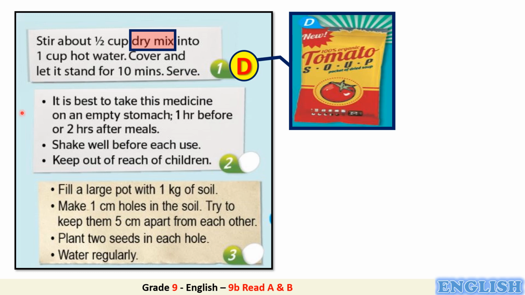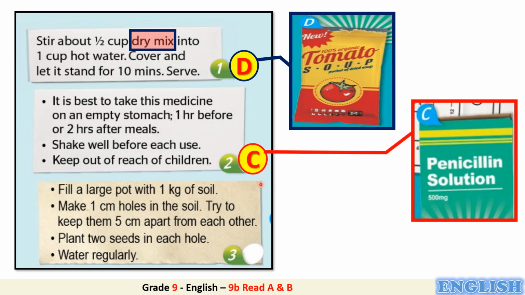Number 2. It's best to take this medicine on an empty stomach, 1 hour before or 2 hours after meals. Shake well before each use. Keep out of reach of children. The picture that matches this instruction is C. Why did we choose C? Here we are talking about a medicine, and penicillin here is a medicine.